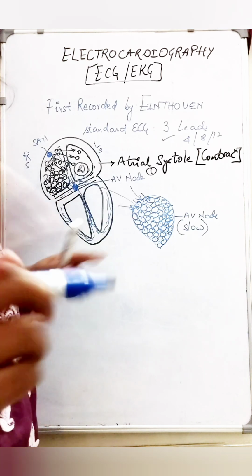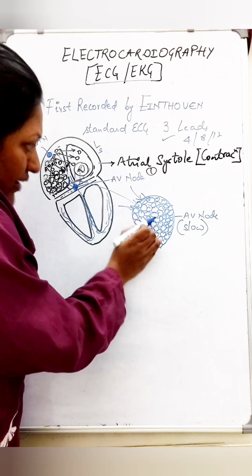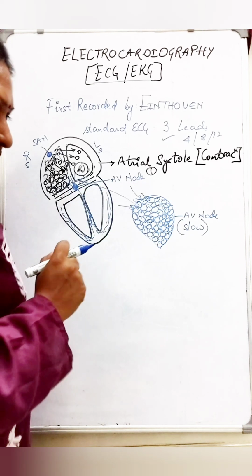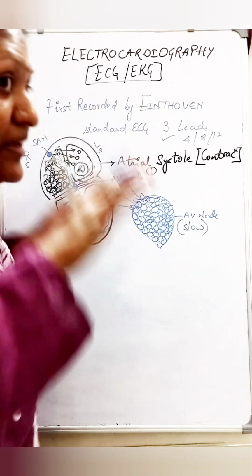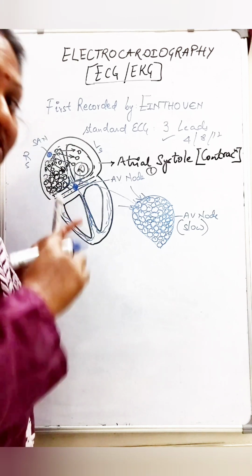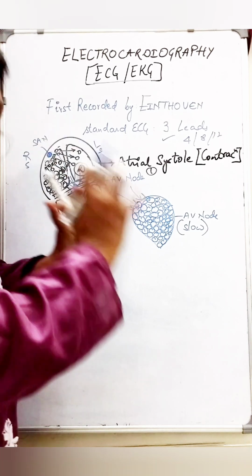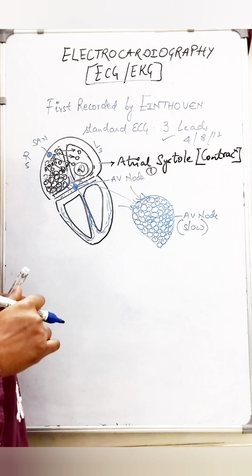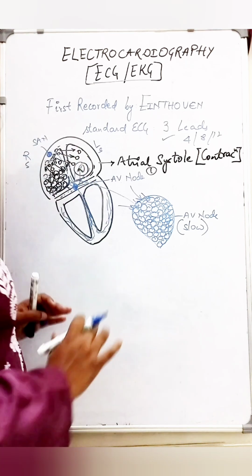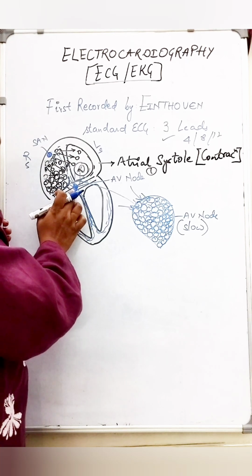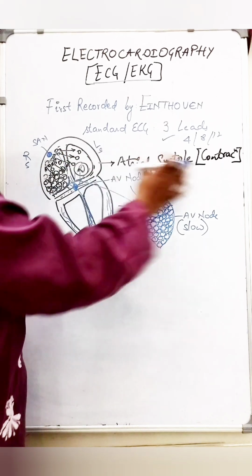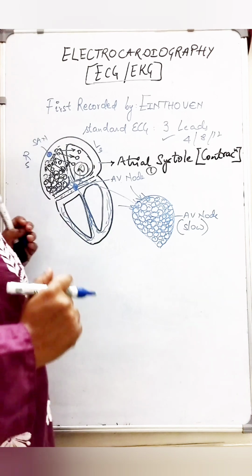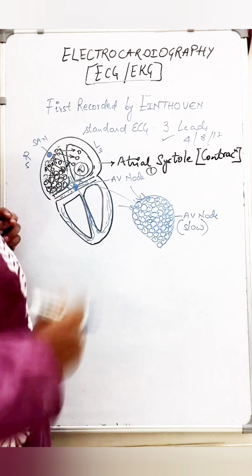A third reason: while holding the electropositive charges together, it also gives the atrial chambers time to contract properly, so that atrial systole is effective. It is not very rapid. But compared to the AV node, the atrial systole, or contraction or depolarization, is a little faster. Not very fast, but it is faster.